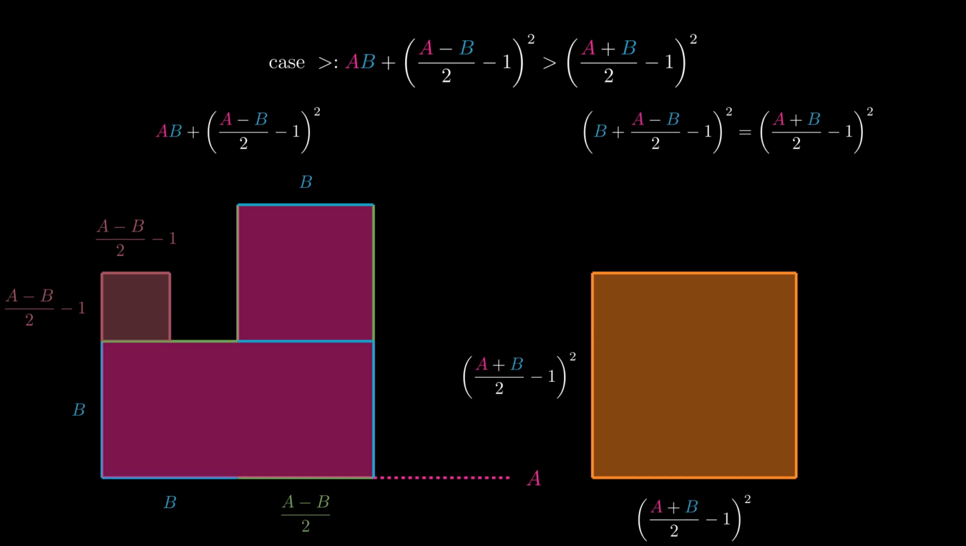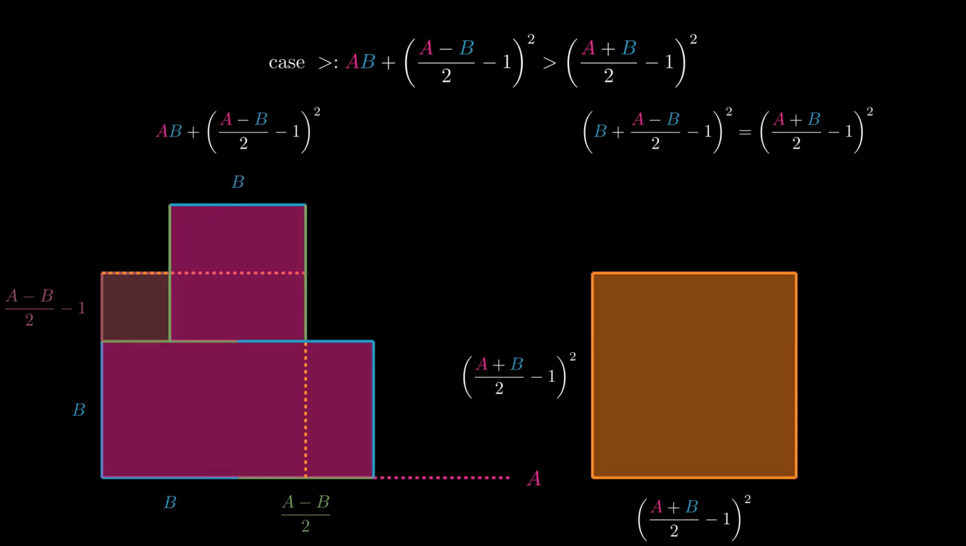Now let's take the left figure and see if we can make a square of side length b plus (a minus b)/2 minus 1. We'll bump this stuff to the left, and it turns out we can't, which shows the figure on the left is bigger than the figure on the right.